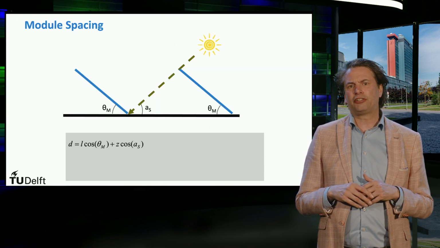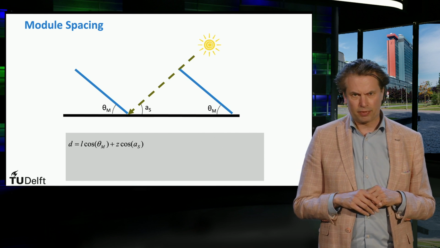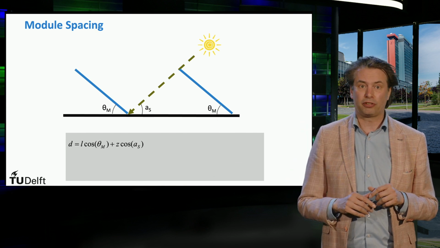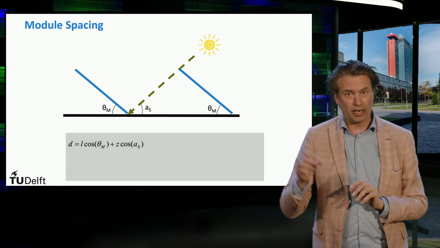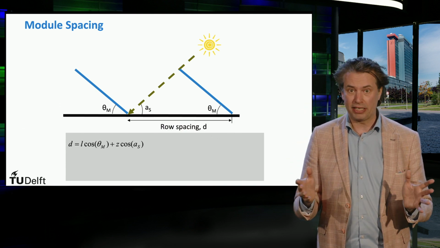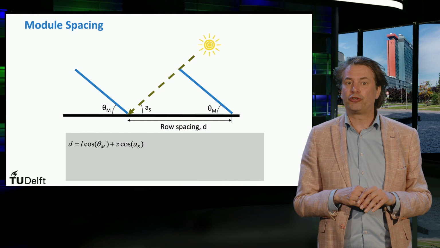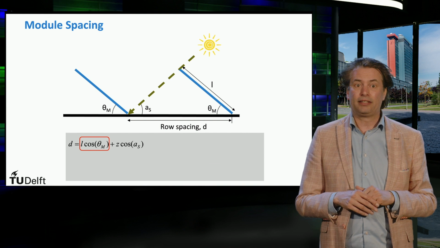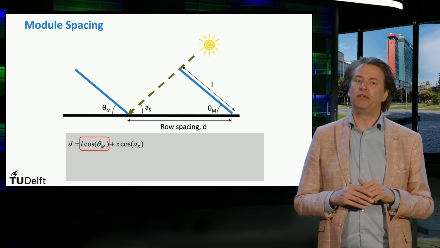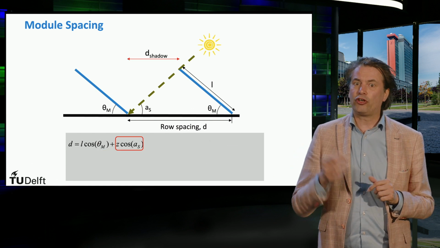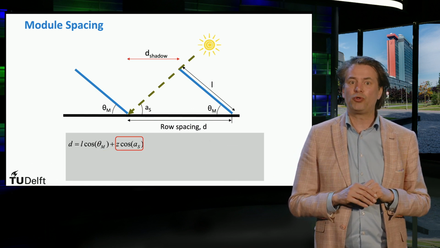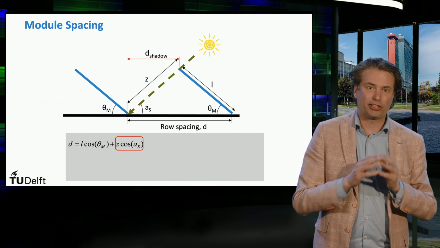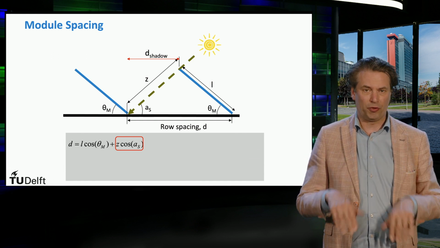Let's now look at this trigonometric system here. We are going to derive the equation of the row spacing starting from this simple trigonometric relation, where D is the row spacing, and it is obtained by adding the vertical projection of the module, where L is the length of the module and theta m is the tilt angle of the PV module. The second term is also called D shadow, obtained with the vertical projection of Z, which in turn is the distance between the top edge of the module and the end of the shadow on the ground.